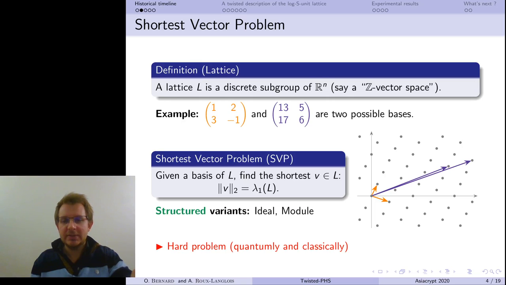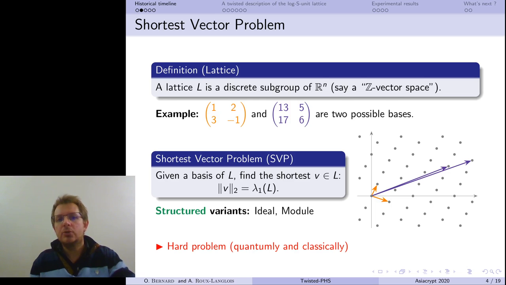So what is a lattice? This is a discrete subgroup of R^n, for which you can see an example here in dimension 2. As announced in the title, we are going to be interested in the shortest vector problem. And you can see that if I give you the orange basis, which is a good basis, this should be easy to output the shortest element. But if I give you a more random or generic basis, like the purple one, then it will be harder for you to determine which combinations of vectors you should use to construct the shortest element. And actually, this is a hard problem, both quantumly and classically.